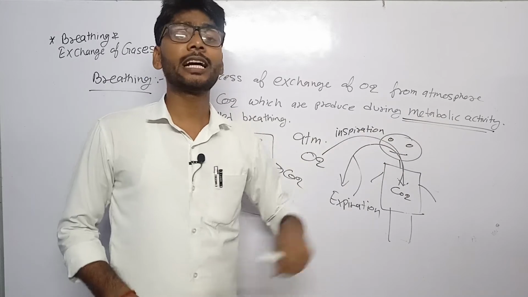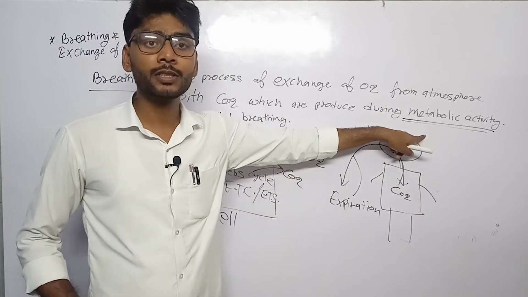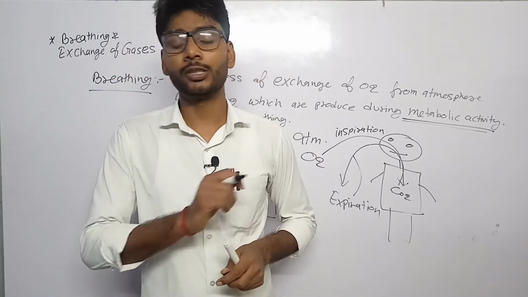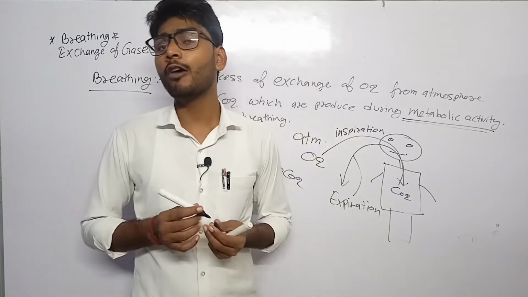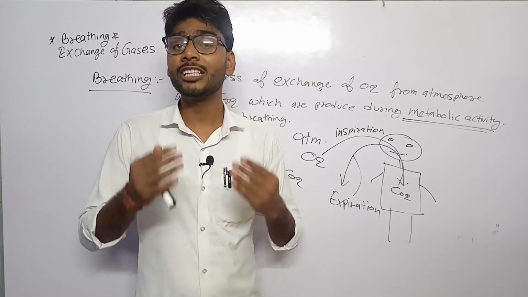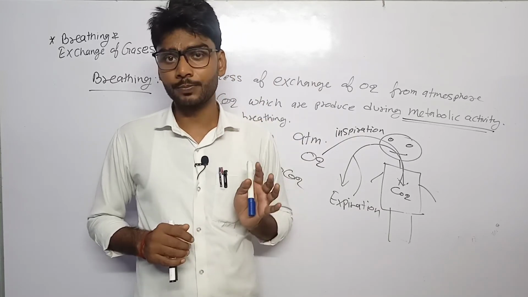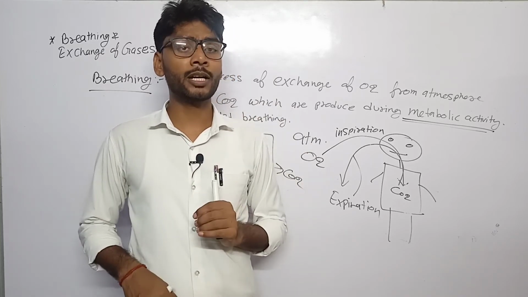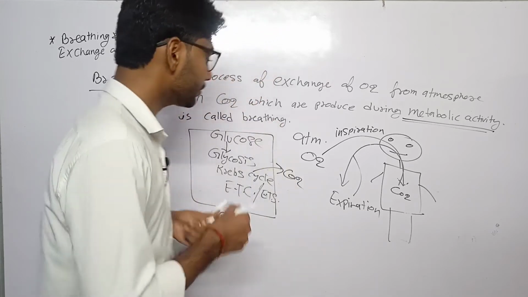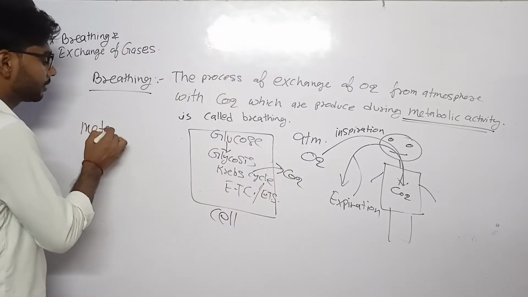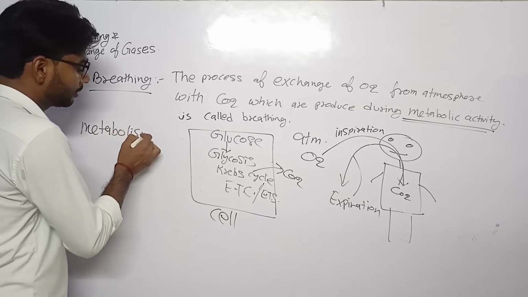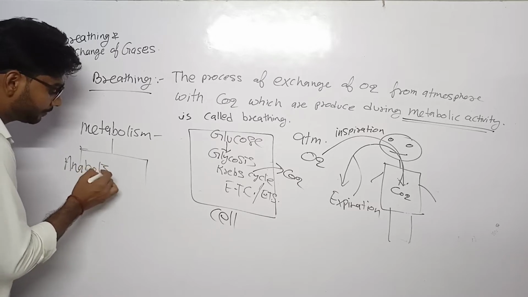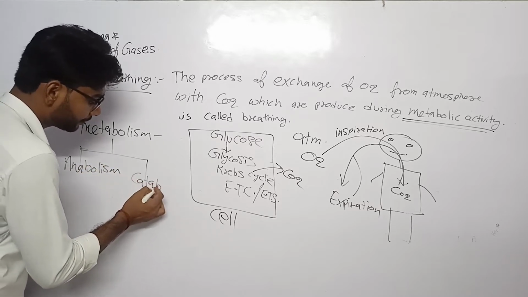So what is metabolic activity? Actually there is a term called metabolism. So the question is, what is metabolism? The sum of all chemical reactions which occur within the body of an organism is called metabolism. All kinds of chemical reactions which happen within the body of an organism are called metabolism. Metabolism has two parts, anabolism and catabolism.